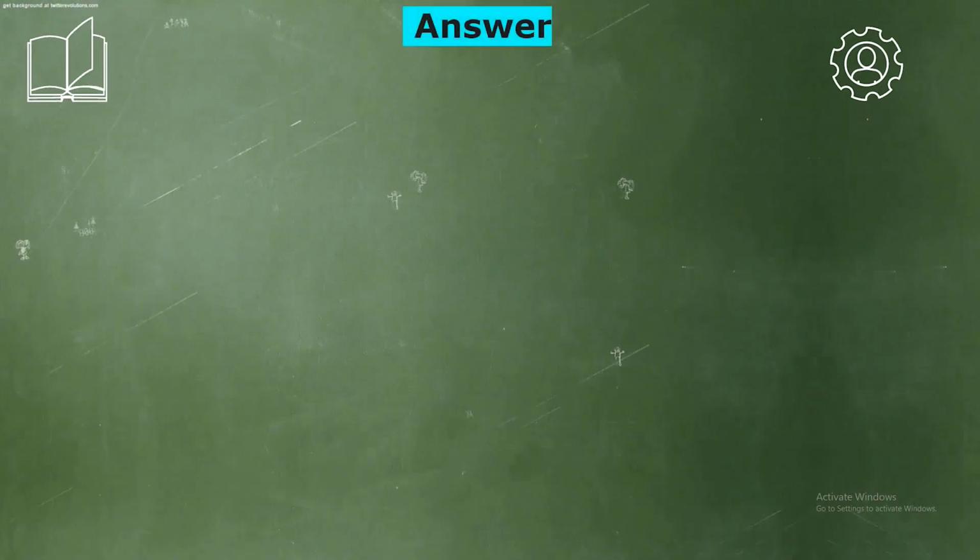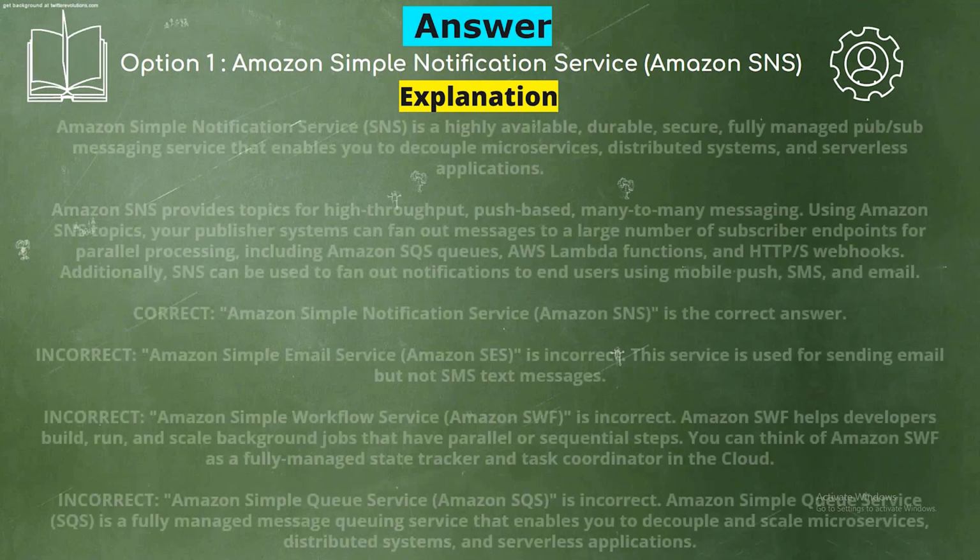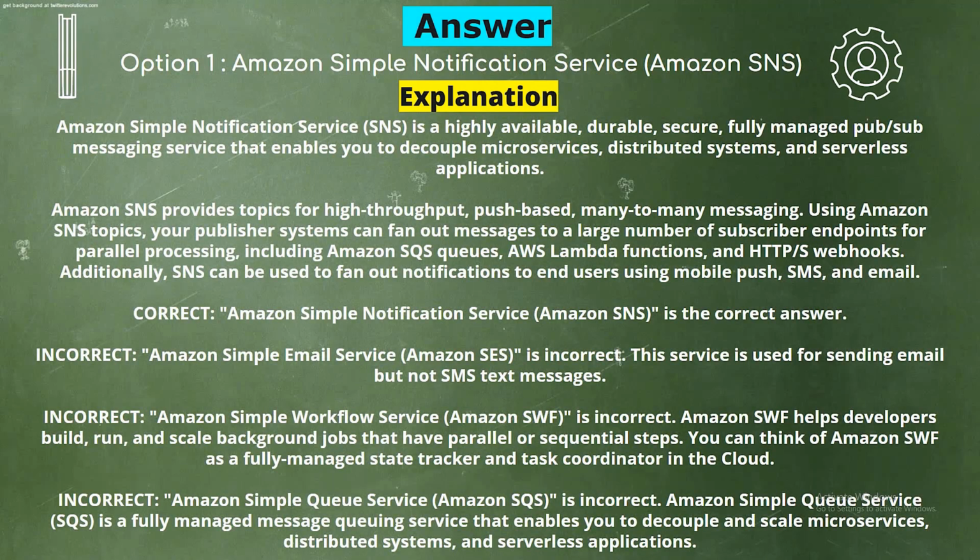And the correct answer is Option 1. Amazon Simple Notification Service, Amazon SNS. Explanation. Amazon Simple Notification Service, SNS, is a highly available, durable, secure, fully managed pub/sub messaging service that enables you to decouple microservices, distributed systems, and serverless applications.